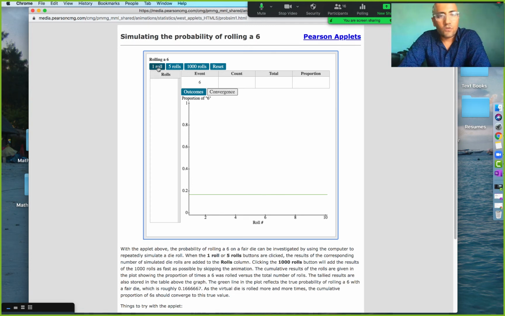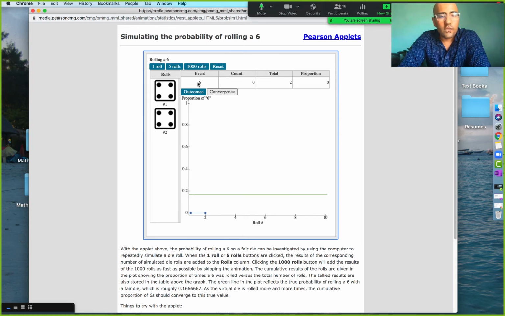So we roll it one time. There it goes. Okay, it was a four. You're a loser. Give me your money, right? Roll it again. You're a loser. Give me your money, right? So we're just keeping track of the event. It's a six. That's where you put your money on, that it's going to be a six.